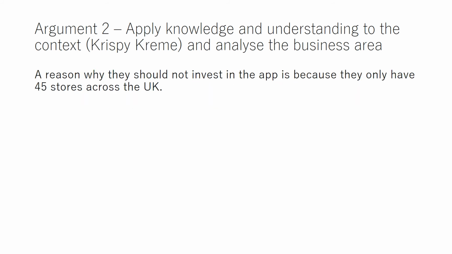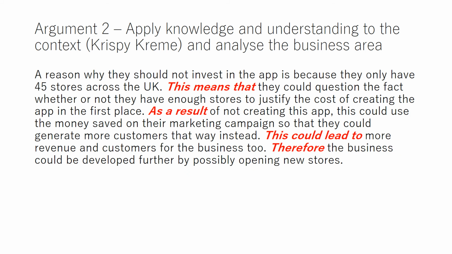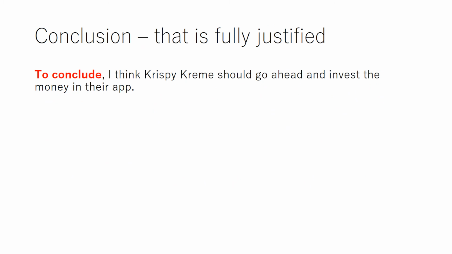The second argument is kind of the reason why they shouldn't invest in the app. This means that they could question whether or not they have enough stores to justify it, because they only have 45 stores. All this information is coming from the case study. I'm just applying it in the context of the question. All right. The impact as a result, this could lead to, therefore. All right. So I put them in as well. And I also include a however at the end. All right. So again, I can pick up some evaluation as I go along. So now I've done argument 1 and argument 2. I just focus on the conclusion.